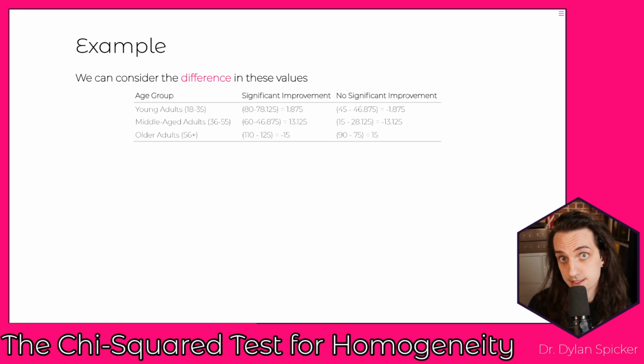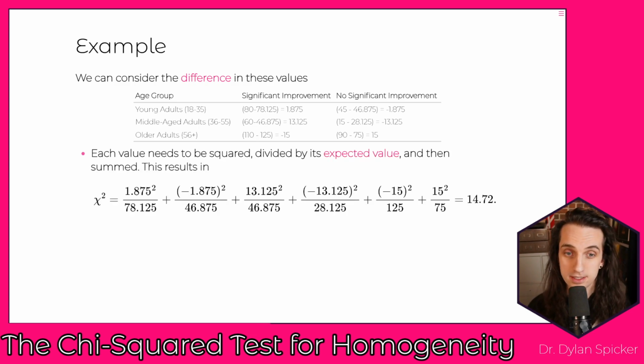So once we have these differences, what we're going to want to do is take all the differences, square them, and then divide by each individual expected value. Okay, and so we can write this out in full here. So we take 1.875, which is this first difference, squared, divide that by 78.125, which is the expected value here.